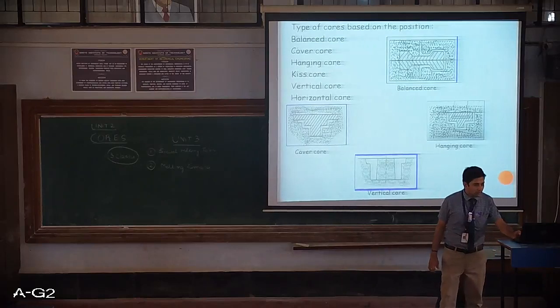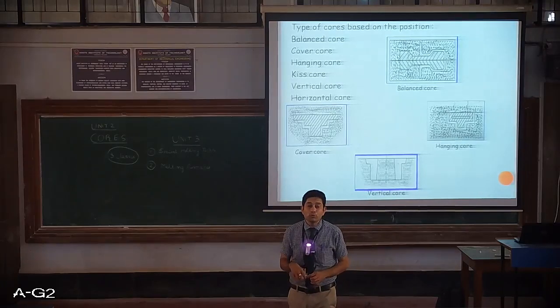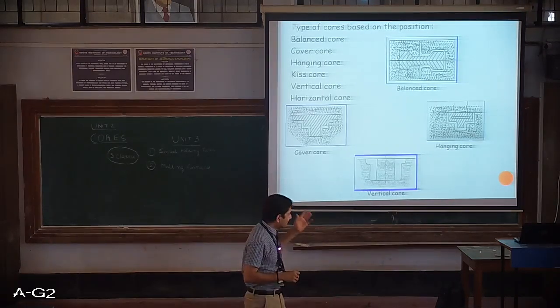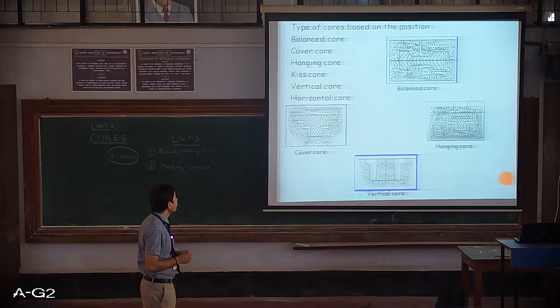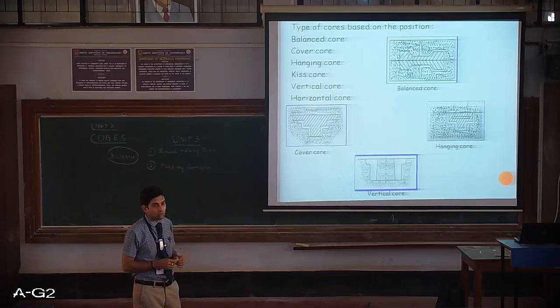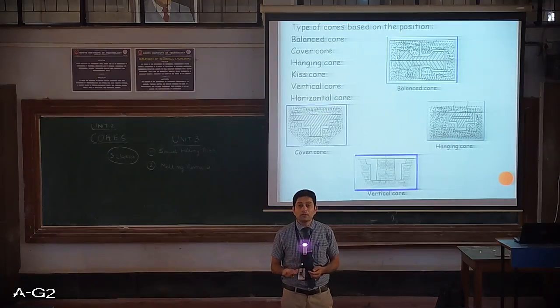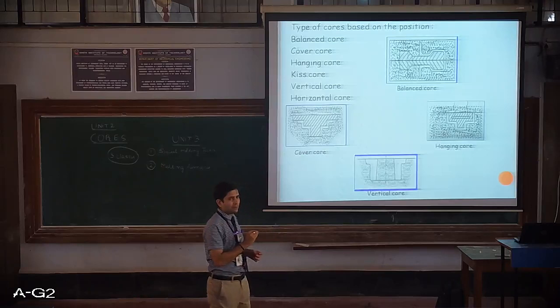Another way by which you can classify the core is by the way in which you position the core inside the mold cavity. By the positioning of the core, you can classify the cores as balanced core, cover core, hanging core, kiss core, vertical core or horizontal core, based upon how you place either the dry sand core or even the green sand core, whichever core it is, inside the mold cavity. So we'll just discuss some four or five types.